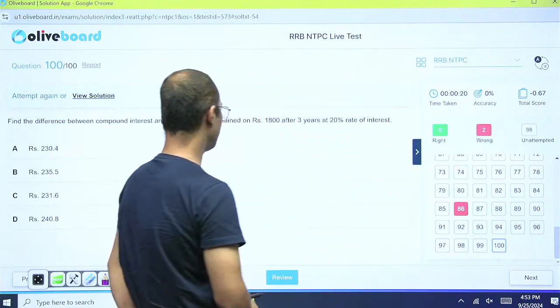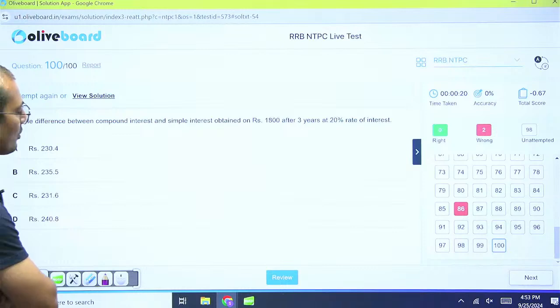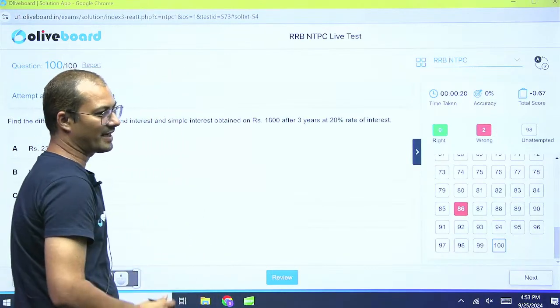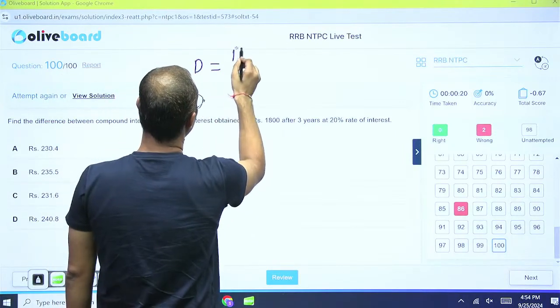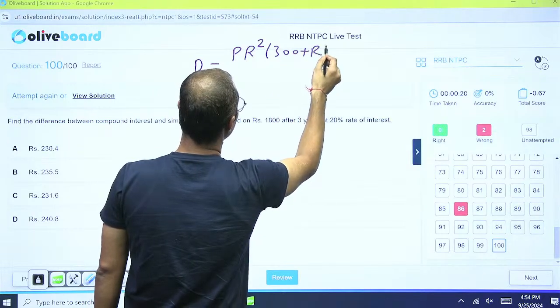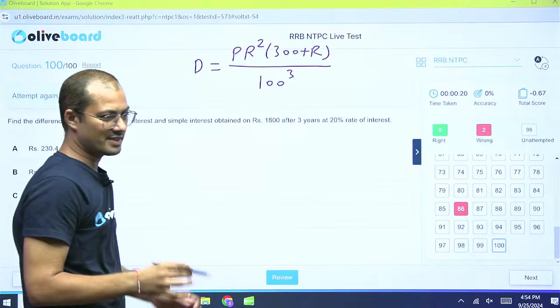Now tell me what would be the answer of this question. Find the difference between compound interest and simple interest obtained on rupees 1800 after 3 years. So here we can use a direct formula. The difference is given by the formula P R squared, bracket 300 plus R, divided by 100 cubed, right? So we can use this formula here.